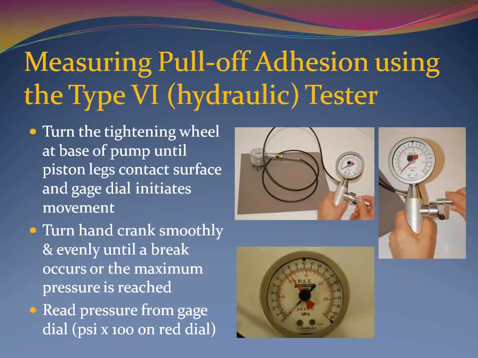The pressure gauge dial of the adhesion tester contains 2 scales. The black outer scale is in megapascals and the inner red scale is in pounds per square inch. The red sweep needle will hold the maximum value until you return it to 0. Read and record the value from the pressure gauge. If the PSI scale is used, multiply the value by 100. If the metric scale is used, no conversion is required.